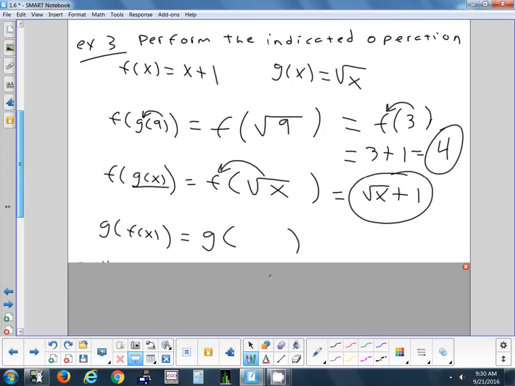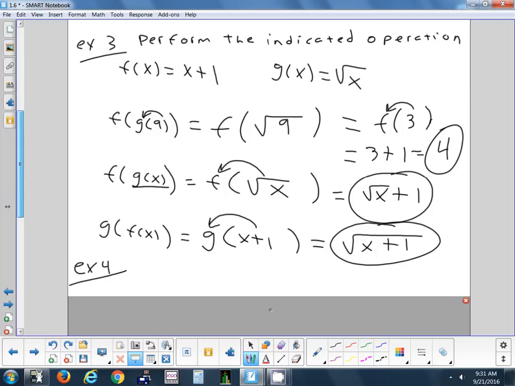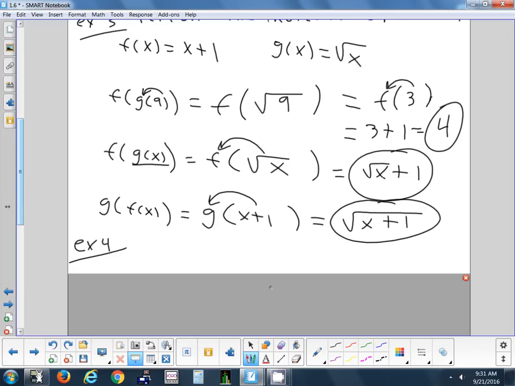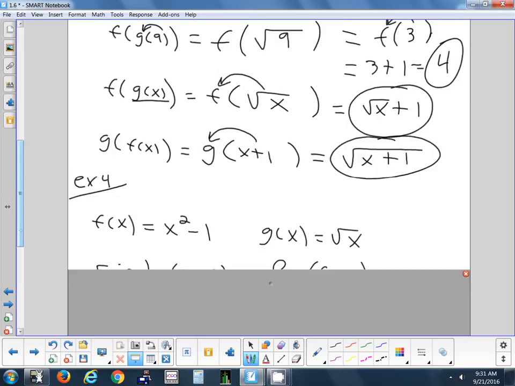Now we're going to find g of f of x. John, what's f of x? X plus 1. And now, can somebody tell me what you get when you plug x plus 1 into g? Square root of x plus 1. Yep, and this time, the x plus 1 is all under the root. Any questions on that? I didn't find the domain. We're going to do that right now.